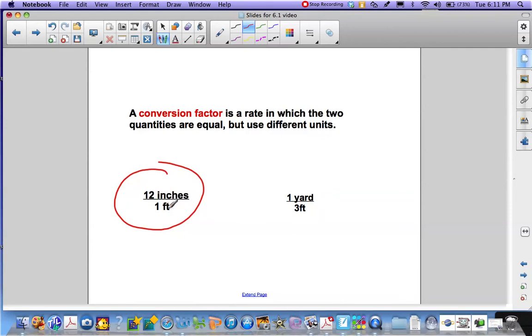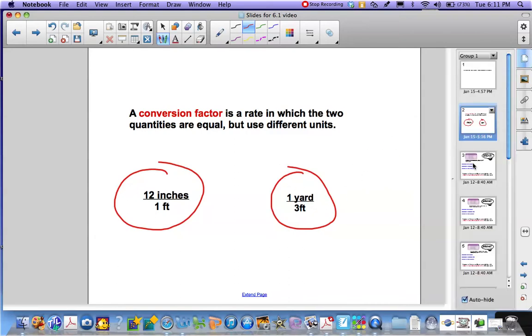12 inches is equal to 1 foot. That's a conversion factor. 1 yard is equal to 3 feet. Okay, the quantities are equal, but they have different units of measurement.